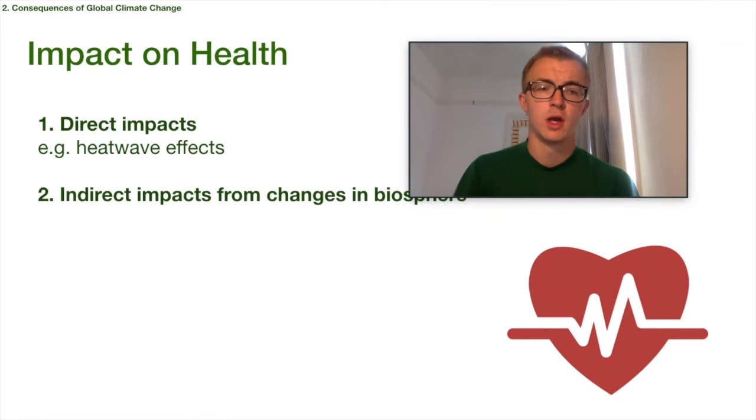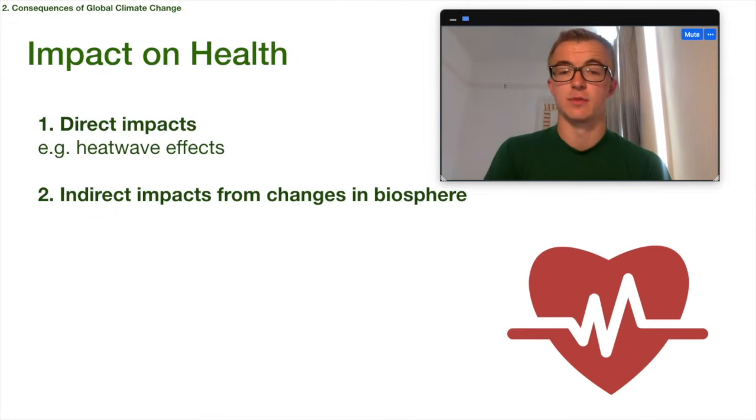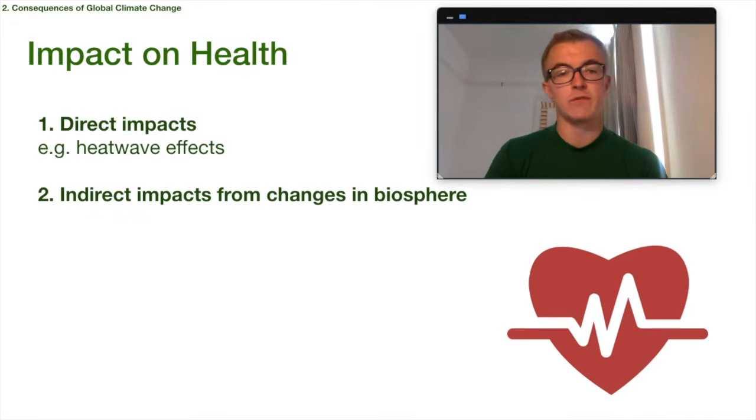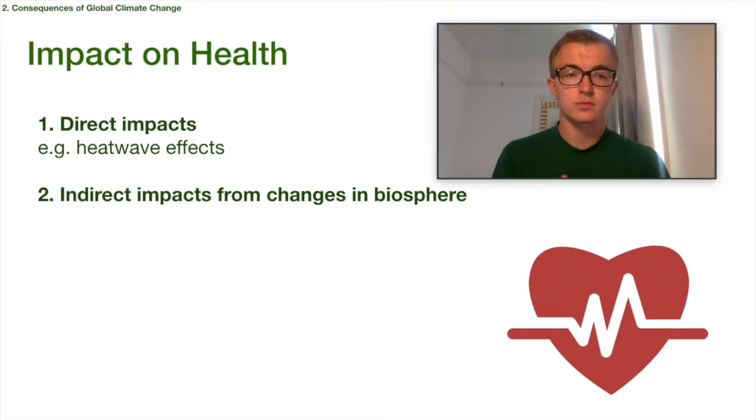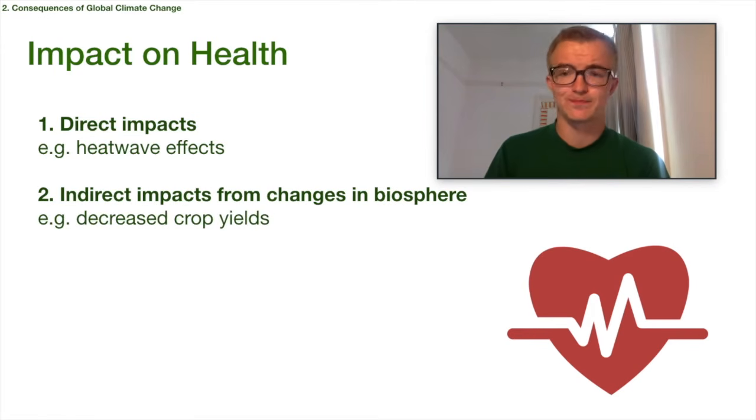The second idea that you guys need to try and remember is indirect impacts from changes in the biosphere. If you guys have forgotten what the biosphere is, click back on that last video I made, but it's just looking at life on Earth. So what are the indirect impacts to us as humans from change in the biosphere? And a really good example is a decrease in crop yields. Yields being how much we can get from a particular area.